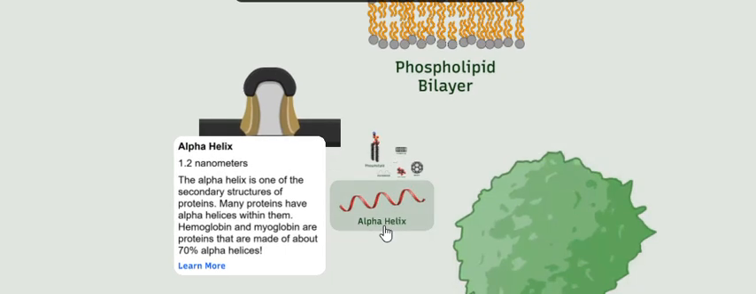Alpha helix, 1.2 nanometers. The alpha helix is one of the secondary structures of proteins. Many proteins have alpha helices within them. Hemoglobin and myoglobin are proteins that are made of about 70% alpha helices.